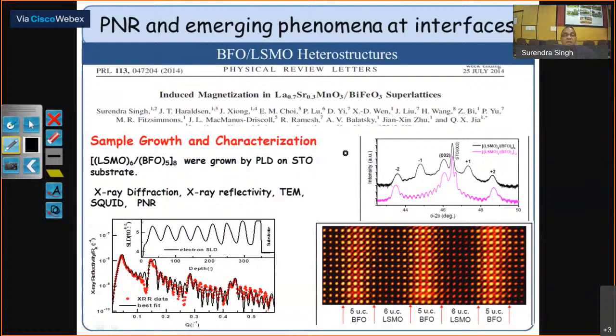We made a multilayer LSMO BFO superlattice of these systems of different thicknesses, and we did all kinds of characterizations. This is LSMO BFO with 8 bilayers of this system. Before doing PNR, we did all possible characterizations, such as X-ray reflectivity, and here also we found a multilayer structure. Then we did TEM also, and TEM shows very nice multilayer structures. That was the complete characterization.